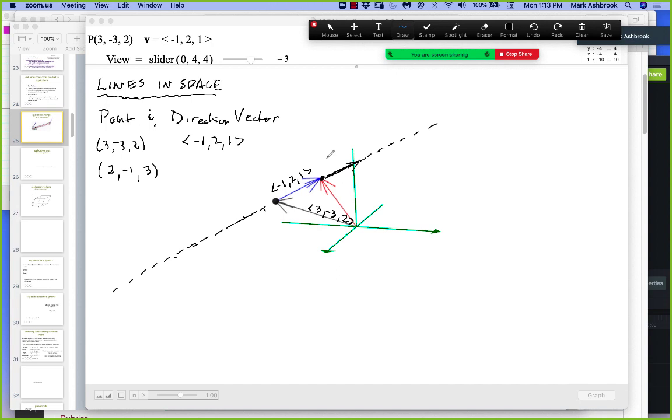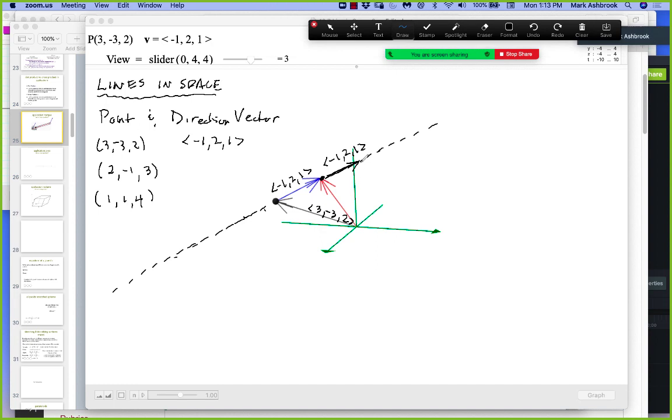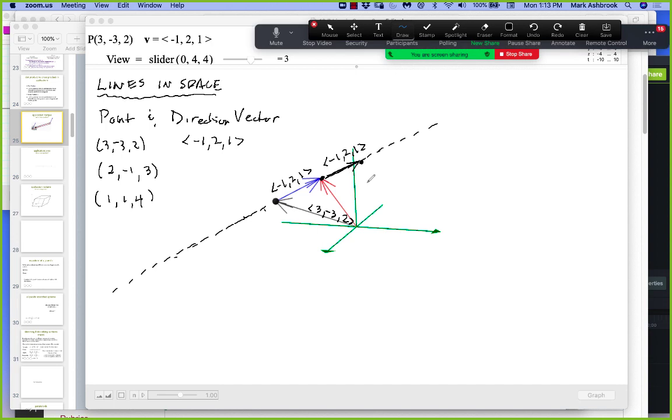Just add it again. So another -1, 2, 1 would give me, is it 1, 1, 4? So now this point would be 1, 1, 4. By adding this vector 2 times, what did I really do? What's another way to think of that? Scale it. Yeah, scaled it by how much? 2. So I'm going to take that direction vector and scale it by 2.